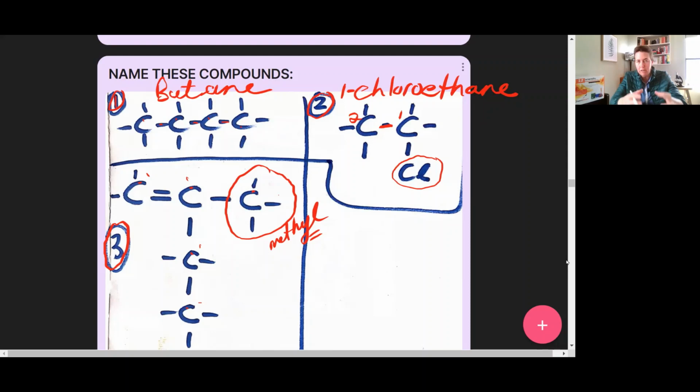You always start numbering closest to the functional group. You might think the functional group here is methyl because it's a substituent or a substituted group, but no. If you just look at the double bond over here, you will see that that is actually a functional group. So this is an alkene. So double and triple bonds always trump any other substituted group on the chain in the naming or nomenclature. So you're going to start numbering from the carbon closest to the double bond. So this is carbon 1, carbon 2, 3, and carbon 4.